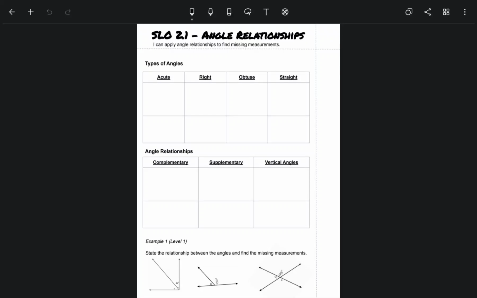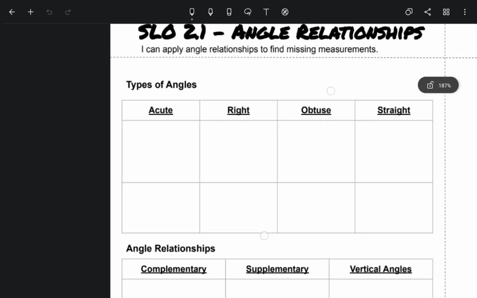Today we are starting Unit 2 with Objective 2.1, Angle Relationships. The objective is that you can apply angle relationships to find missing measurements. So let's get started by talking about what the types of angles and angle relationships are.